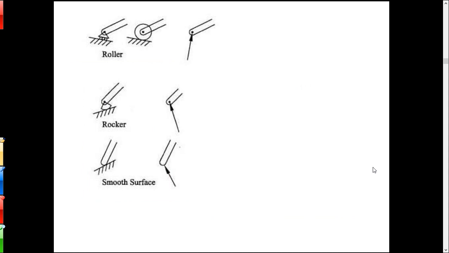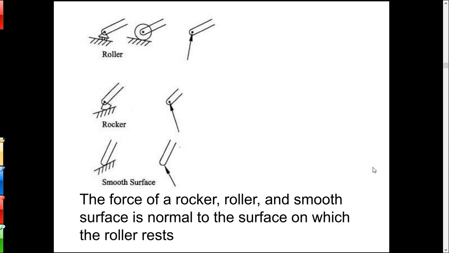Now we get to rollers, rockers, and smooth surfaces, which all act the same. The force of a rocker, roller, or smooth surface is normal to the surface on which the roller, rocker, or object rests. So if we have no resistance along the line of this surface, the only force will be perpendicular to the surface. So that'll be a 90-degree angle right there.